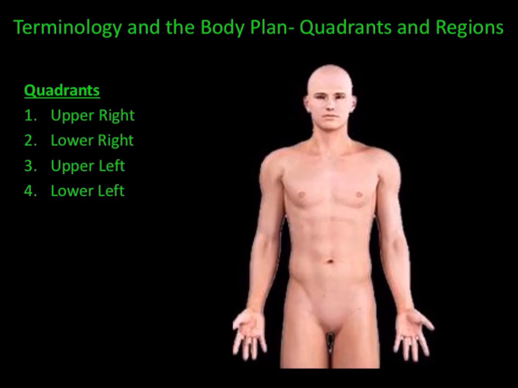In this lecture, we're going to discuss quadrants, regions, and body planes. Quadrants and regions help identify the locations of certain body parts or certain organs. For quadrants, the body is split up into 4 sections. The 4 sections are the upper right quadrant, the lower right quadrant, the upper left quadrant, and the lower left quadrant.